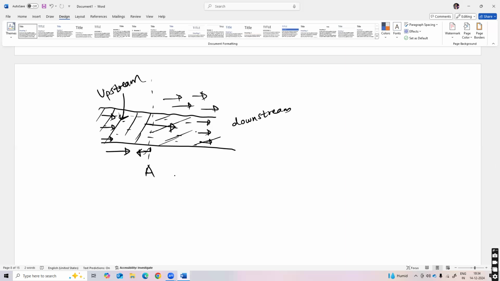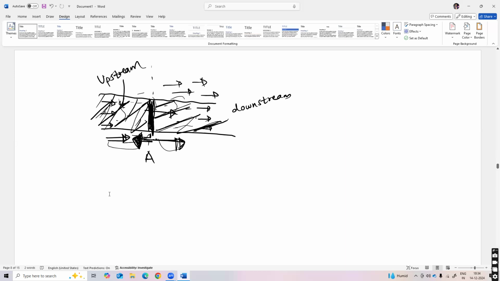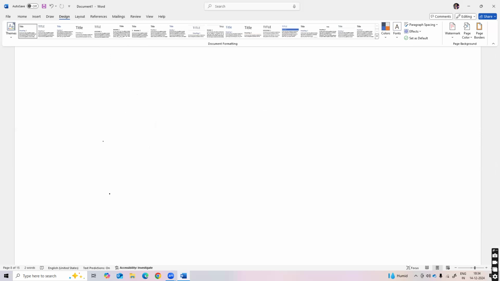Again I will tell you, if you are at this location, let's say this is your position. If you move in the direction of flow, which is this direction, this region is known as the downstream region. Whereas if you move opposite to the direction of flow, the remaining region is known as the upstream region. Okay.